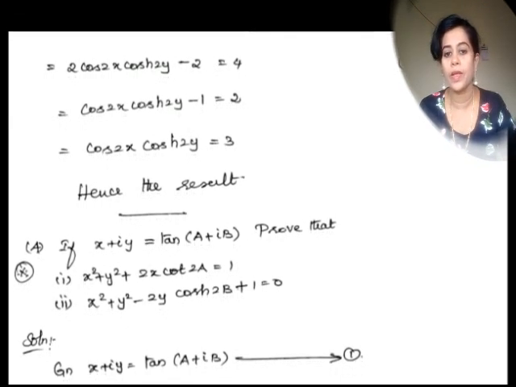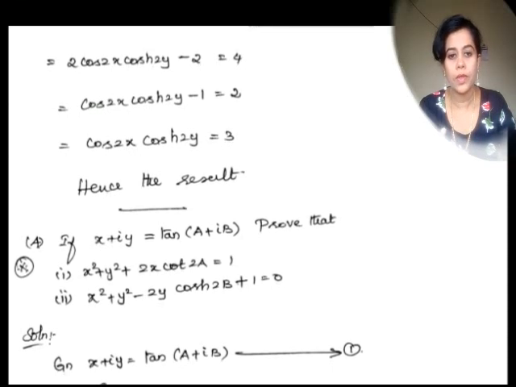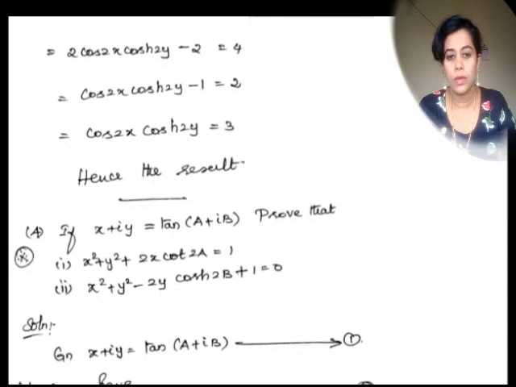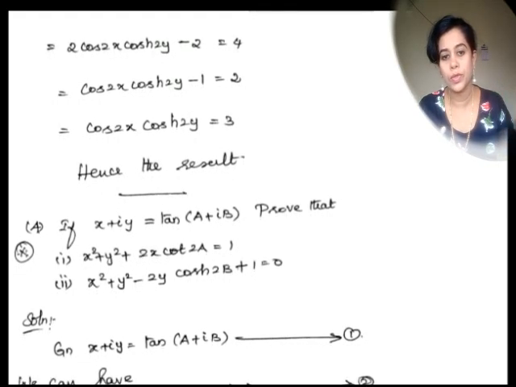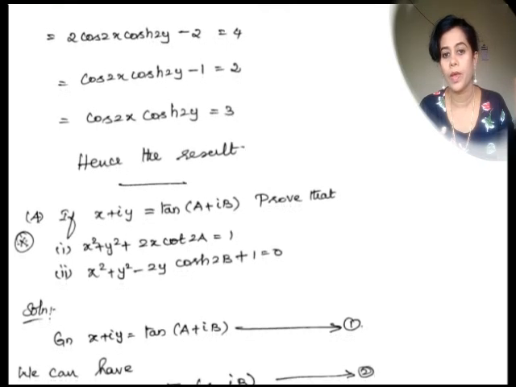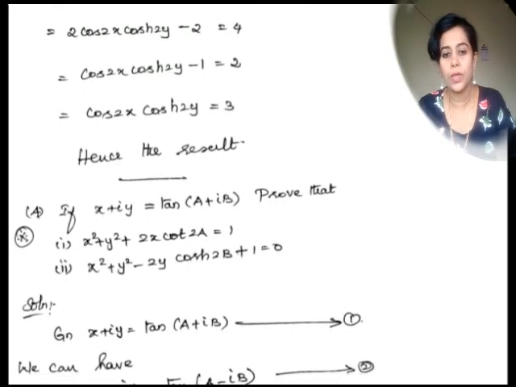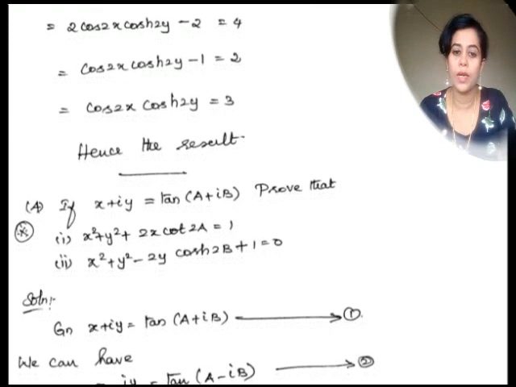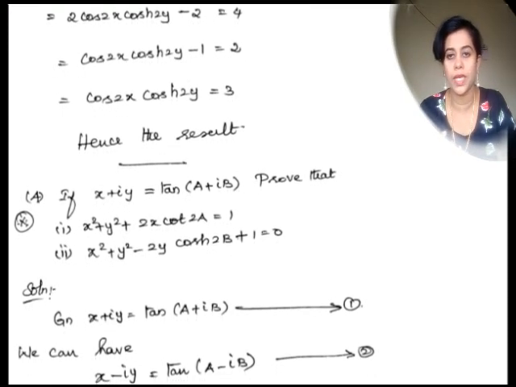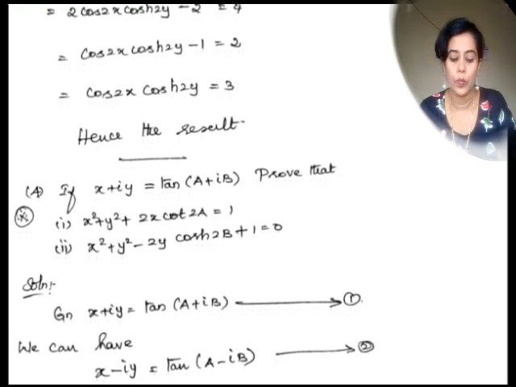Taking 2 as common, it is 2 times cos 2x cos h2y minus 1. And cancelling 2 there, it is cos 2x cos h2y minus 1. So bringing this minus 1 to that side, it is cos 2x cos h2y equal to 3. Hence, we proved the result.